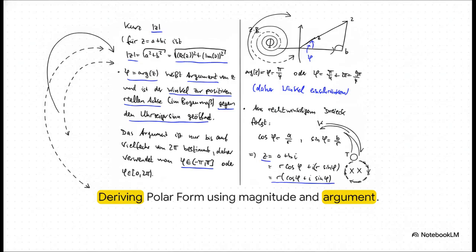The straight line distance from the origin out to our point z is our magnitude, r, or the absolute value. Then, the angle formed starting from the positive real axis, sweeping counterclockwise up to that line, is our argument, phi. Basic trigonometry tells us the real part, a, is just r times the cosine of phi, and the imaginary part, b, is r times the sine of phi. Boom! We just swapped our standard x and y coordinates for a pure distance and an angle.